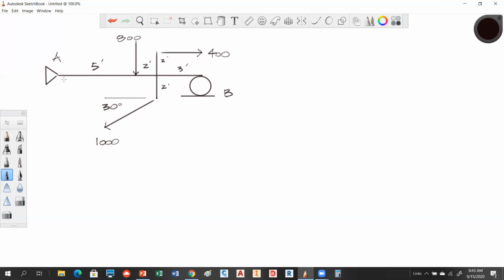So what do we have going on at A? What is this indicating? There should be 2 reactions, right? Yes, because this is a pin. Okay, good. Let's get rid of that and replace those. So what do you think is going on? Left, right, up, down? You're going to have 2 of them. One's going to go left or right.